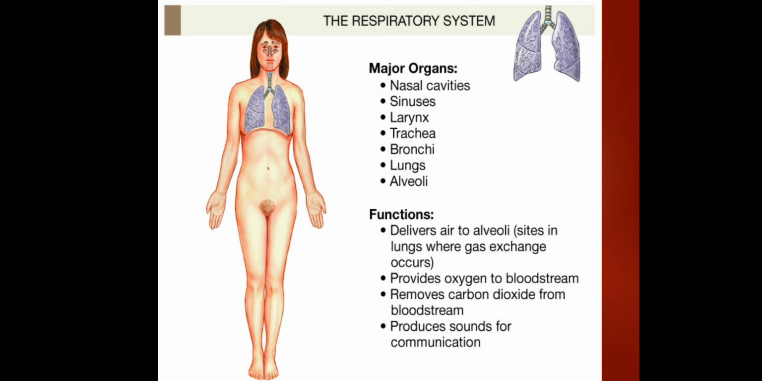We have the respiratory system. What are the major organs in the respiratory system? We have the nasal cavities, sinuses, larynx, trachea, bronchi, lungs, and alveoli. What are the major functions of it? It delivers air to the alveoli, sites in the lungs where gas exchange occurs, provides oxygen to the bloodstream, removes carbon dioxide from the bloodstream, and produces sound for communication. Or in other words, when we say respiratory system, it delivers air to sites where gas exchange can occur.